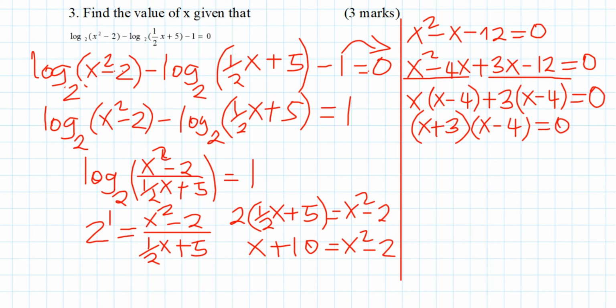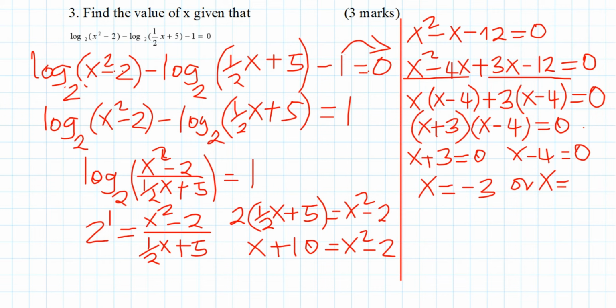So from there, we can conclusively say that x plus 3 equals 0, or x minus 4 equals 0. And now from there, we can solve for the value of x so that we obtain that x is going to be equal to negative 3, or x is equivalent to positive 4. And so that way, we have been able to completely solve for the value of x.